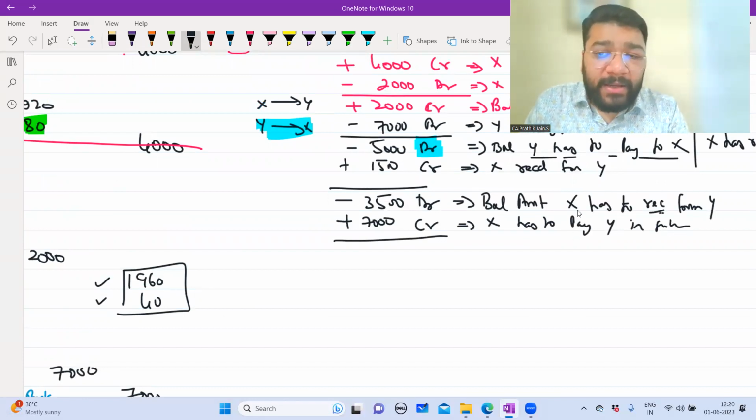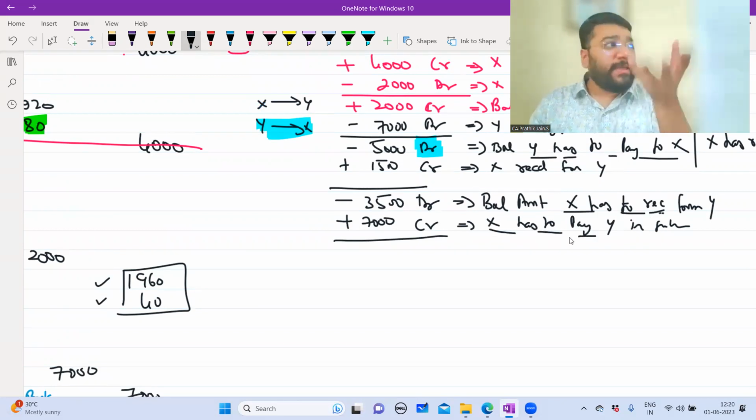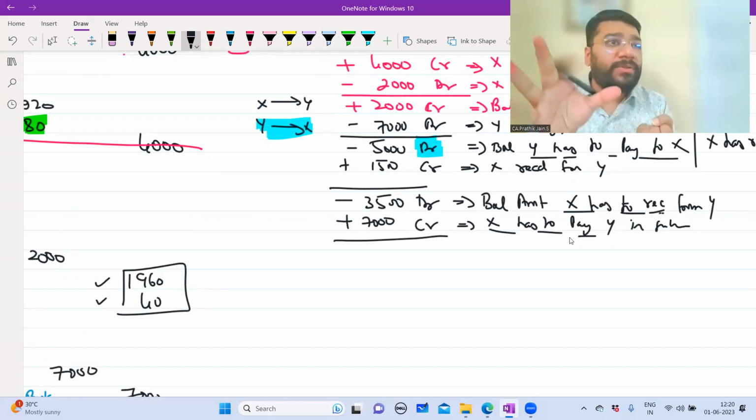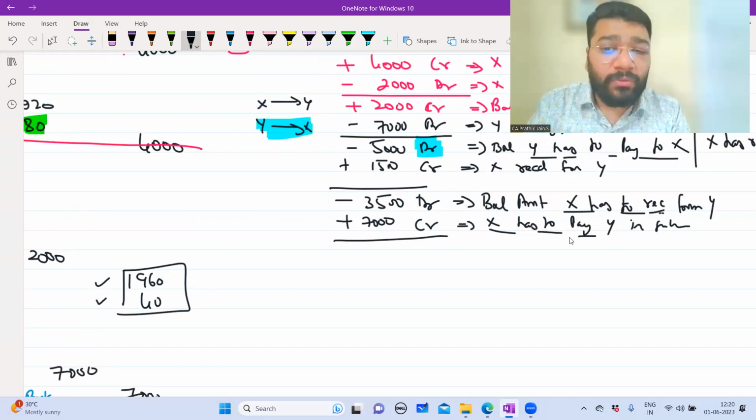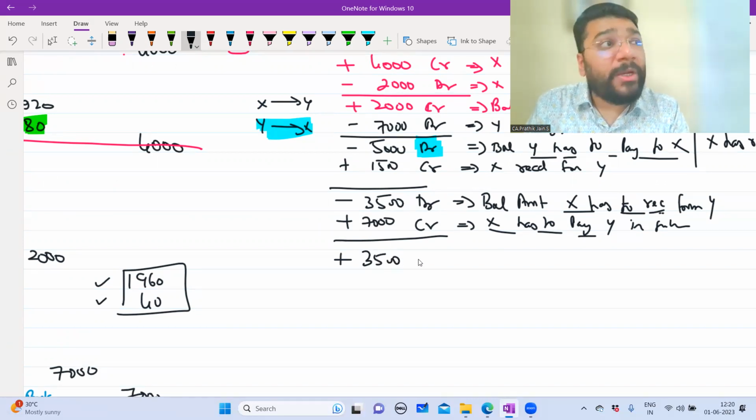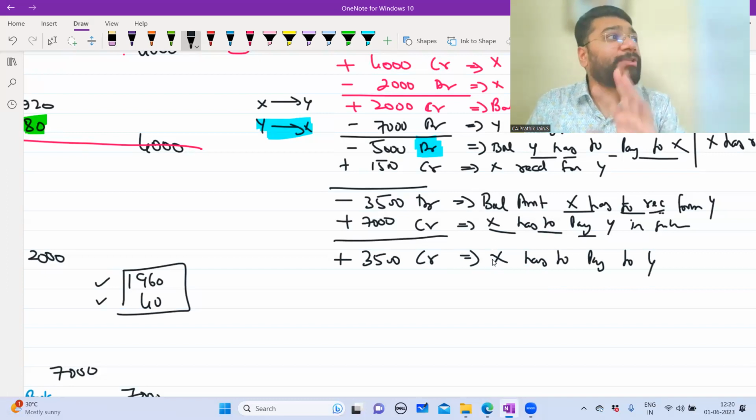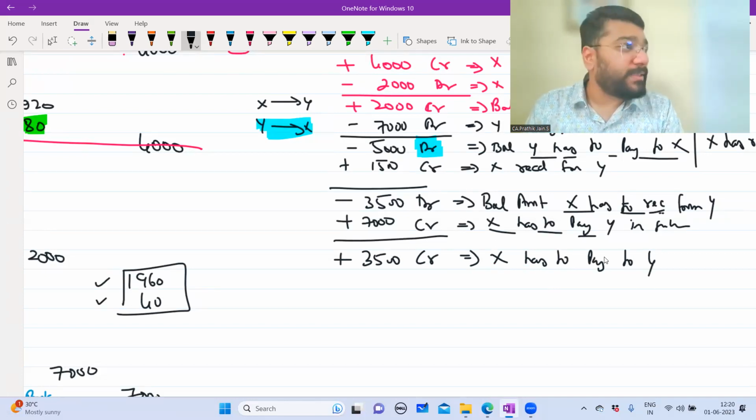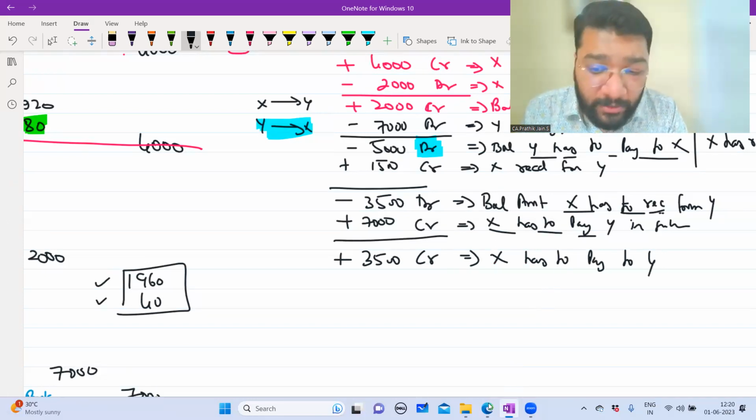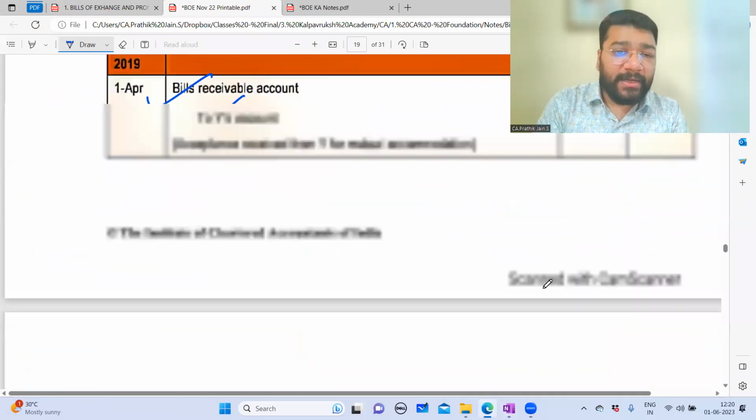So 3,500 X has to receive. This 7,000 X has to pay. X has to receive 3,500. X has to pay 7,000. So what is the difference amount that we have to pay? 3,500. Debit or credit balance? Credit balance. So credit balance means liability. Liability means X has to pay to Y. So X has to pay Y 3,500 rupees. So now guys, let's see this entry also.